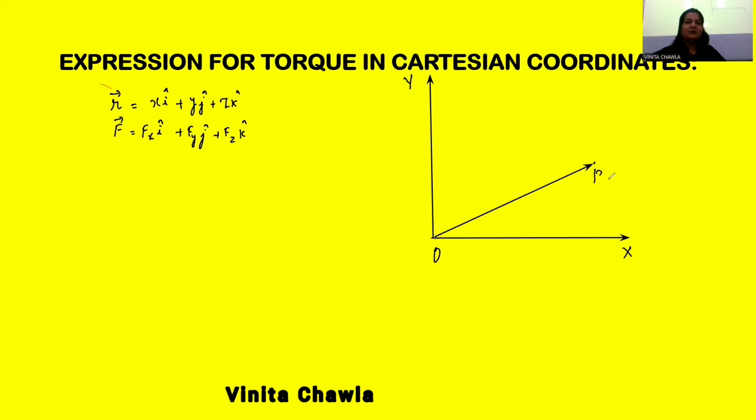At point P, a particle is lying. The coordinates of the position of the particle, let the coordinates be x, y. So we have a particle, it lies here. And we are applying force in some other direction, which is not in the direction of this position vector. Let's suppose this is the direction of force in which we are applying the force.